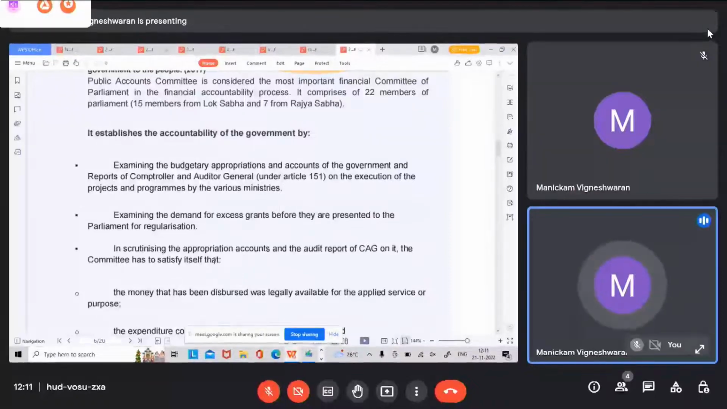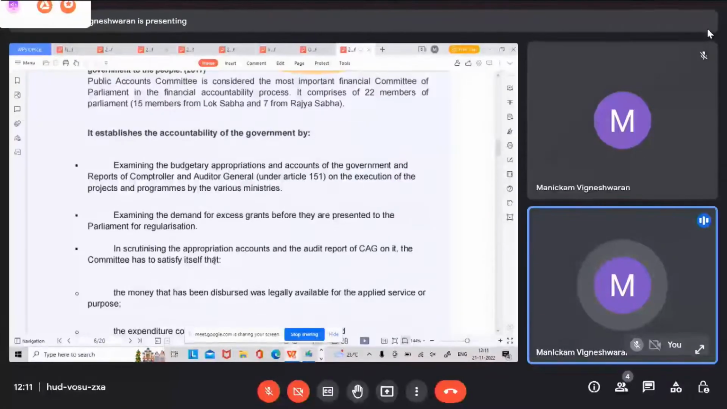By examining that, they will give the report in Parliament, they will debate in the Parliament, and they will question the government, led by the major political parties or those in the opposition. Then a political cyclone will rise in the Parliament. This is the nature of the CAG.